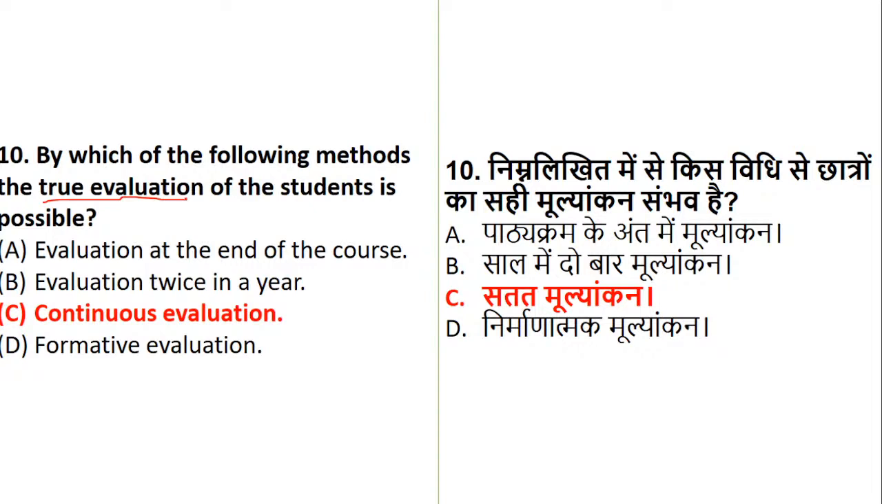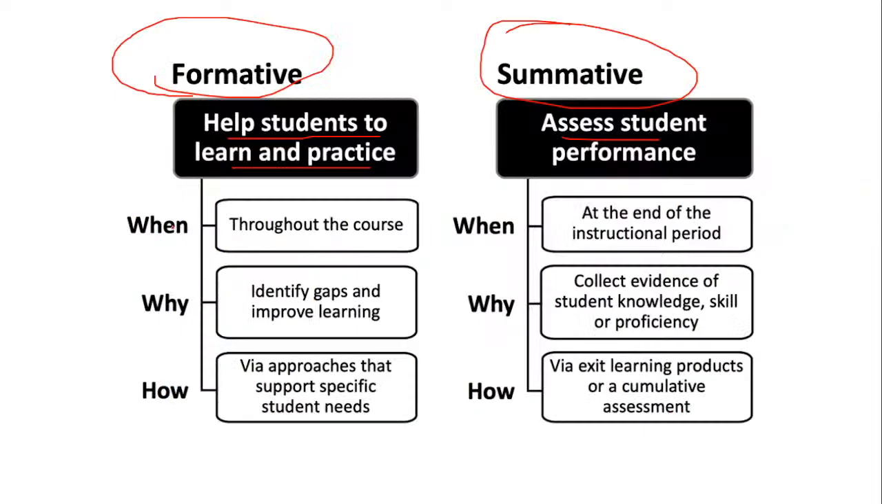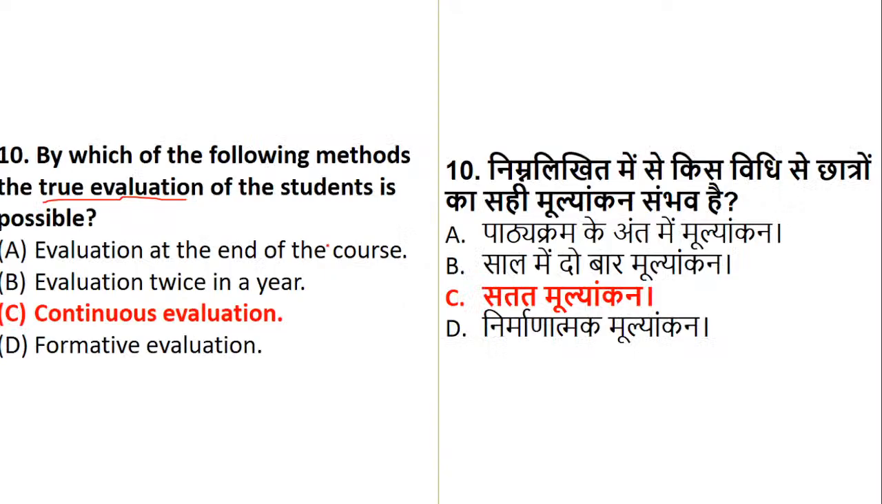So if it is related to a course, if they highlight the word course, for example, throughout the course, then you can say it is formative evaluation. But a normal true evaluation comes only with the help of continuous evaluation. So small words can also put you in a fix, and these are done purposely by NTA.